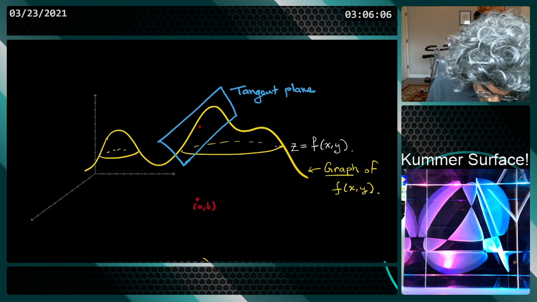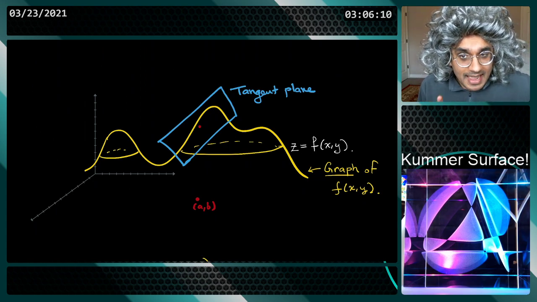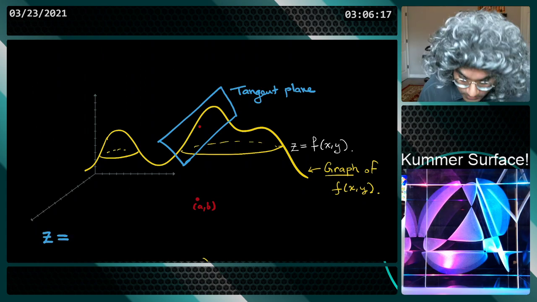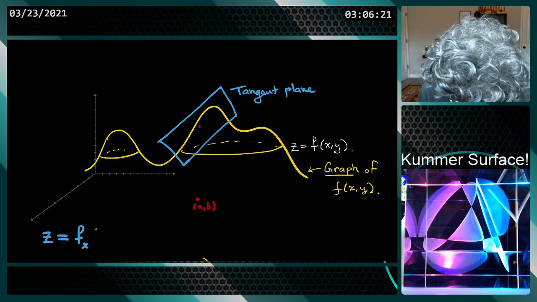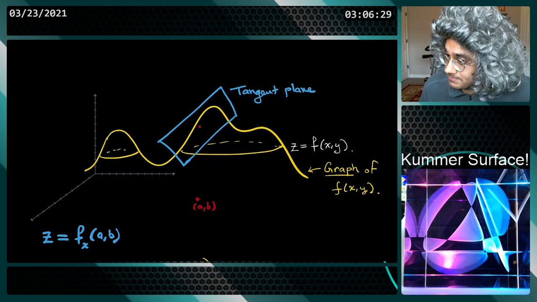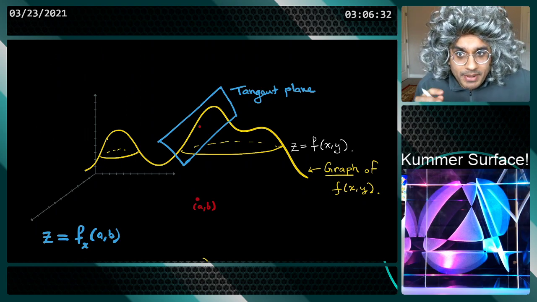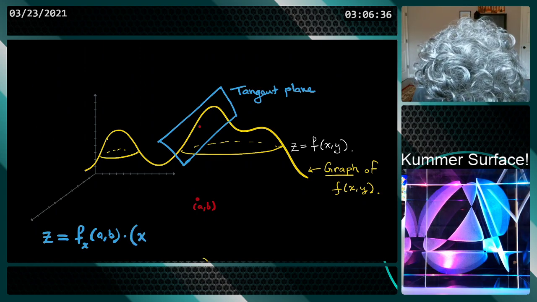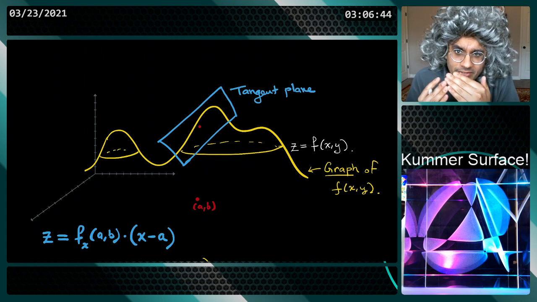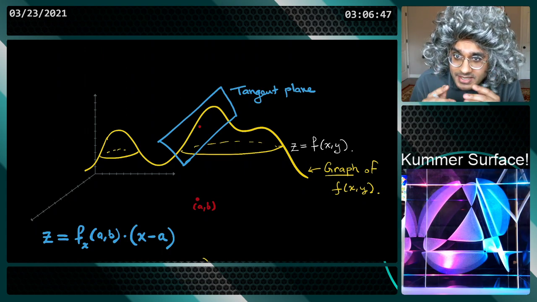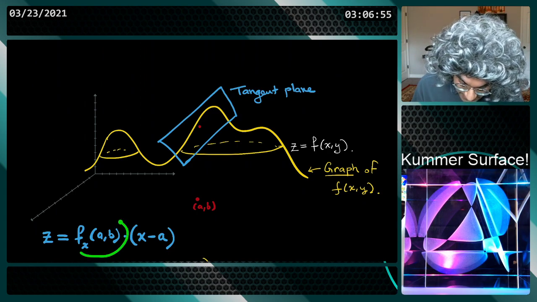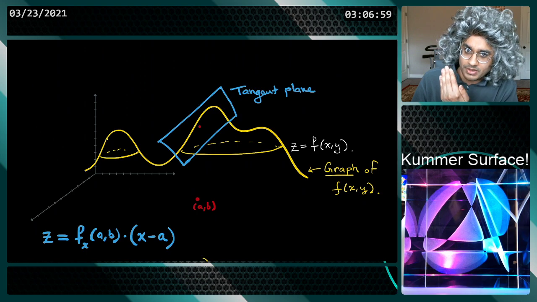I'm gonna repeat that right here. The tangent plane's equation was built out of the partial derivatives placed in delicate spots. You put the first partial at the point A comma B, evaluate it at the point A comma B. That's just a number. Multiply that by X minus A. By doing this, you're ensuring that the tilt of the plane in the X direction is in agreement with the slantiness of the hill in the X direction, which is what this partial derivative is, that X slope of the hill.